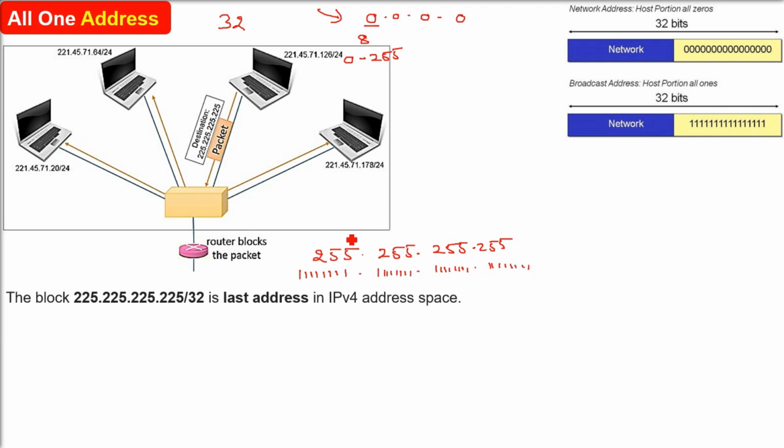0.0.0.0 is the first one. Last one is this one. So this block, this all-ones address, is actually the last address in the IPv4 addressing scheme. There are two types of addressing, IPv4 and IPv6. We are talking about IPv4 here. This kind of address, where we have all the ones, has a special meaning. It has a special significance.